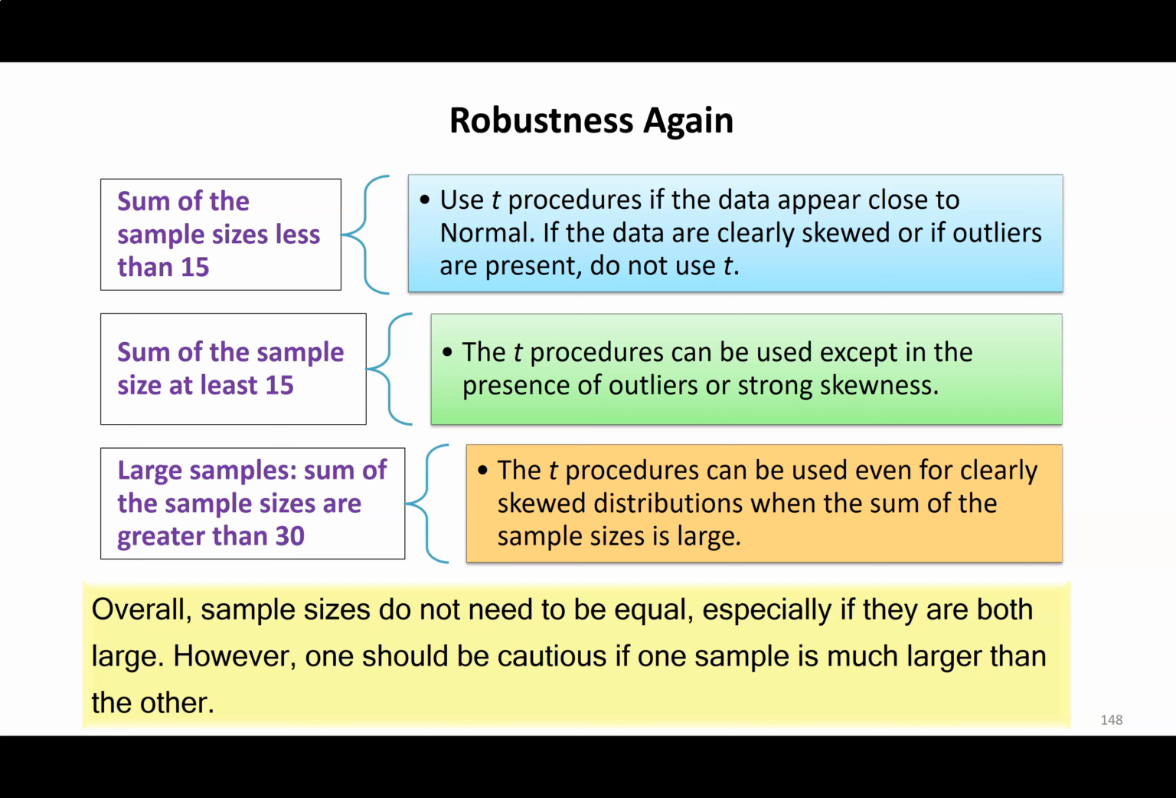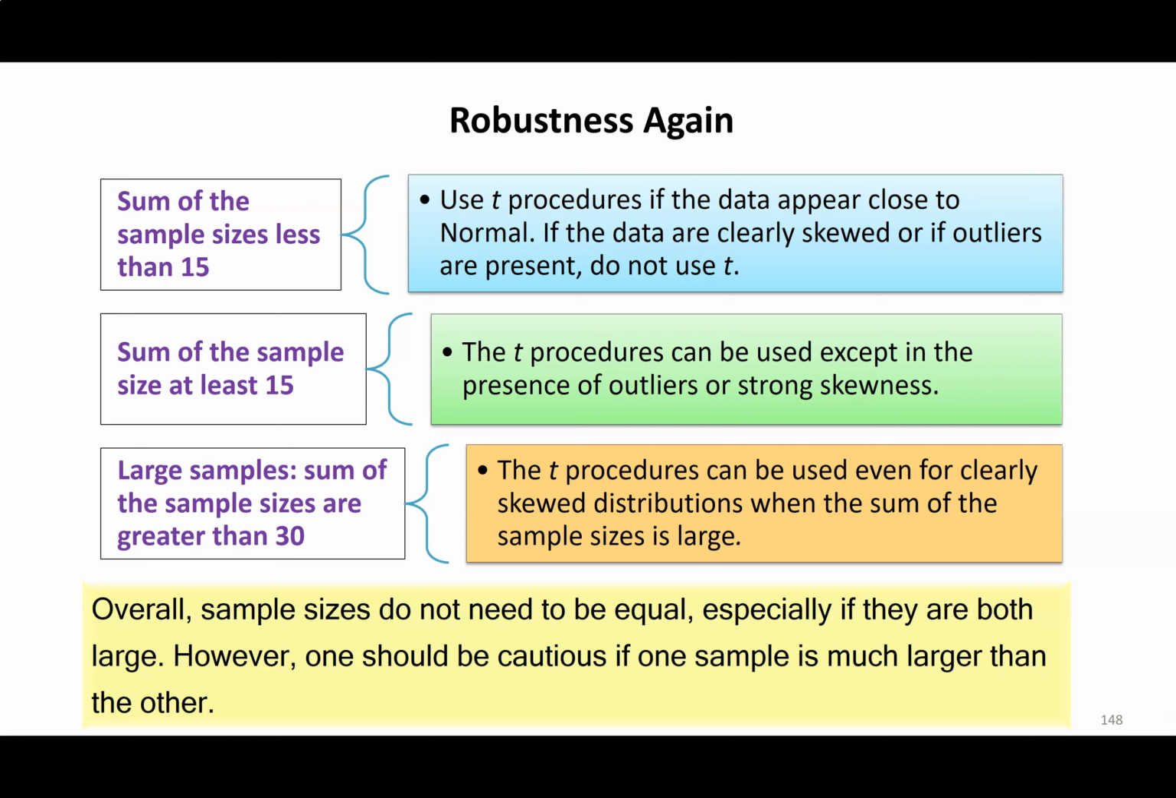If the sum of the sample sizes is at least 15, in general, the t-procedures are going to work well unless you have really strong skewness or outliers. So if you have a sample of 5 and a sample of 12, it's going to be okay unless you're seeing some serious skew or some serious outliers. With samples that small, it still can be really problematic. So you want to make sure they look mostly okay.